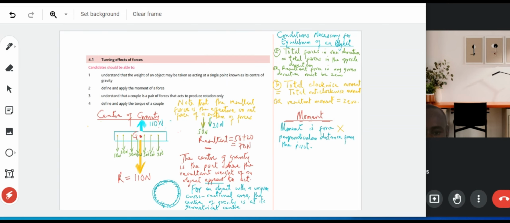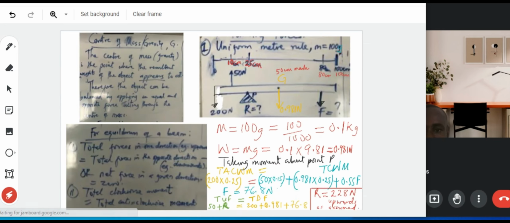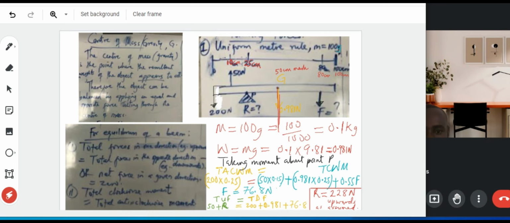And then, of course, remember that the center of gravity is the point where the resultant weight of an object appears to act. That's where the weight will act, like in this case, or the one example we solved, where if it is a uniform cross-sectional area, the center of gravity will act at the geometrical center. Okay.